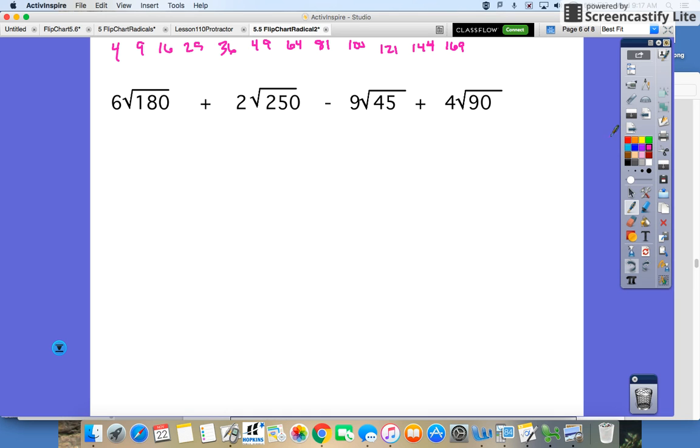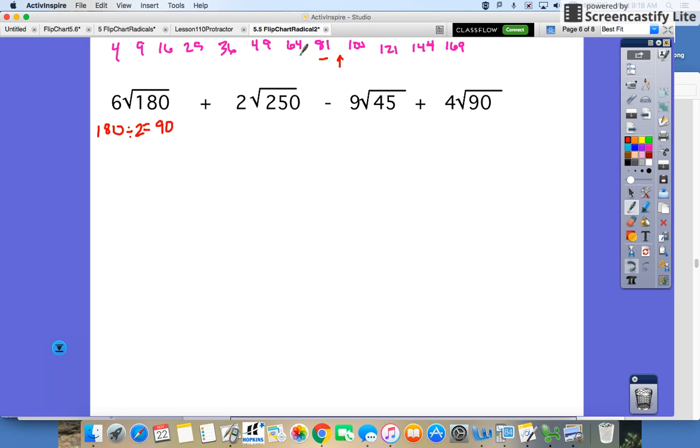All right, you guys, as promised, here's the second part of simplifying radicals with coefficients. So the first thing we need to do, just like before, is take the number inside of our radical and divide by 2 to see where we start on the list. So 180 divided by 2 is 90. 90 is somewhere between 81 and 100, so we're going to start by checking 81.